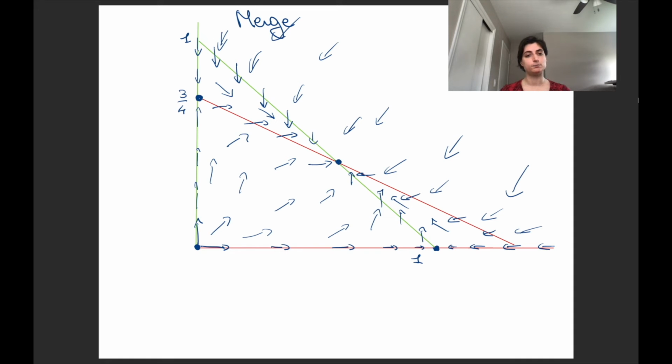Something like this. We can start having some understanding about the behavior. For example, we have a vertical line in which x prime is equal to 0. That means that nothing can cross it. If you're on the right of it, you stay at the right of it. If you're on the left of it, you stay at the left of it, because at the line, you're not moving neither left nor right.